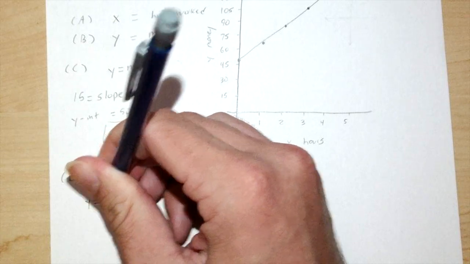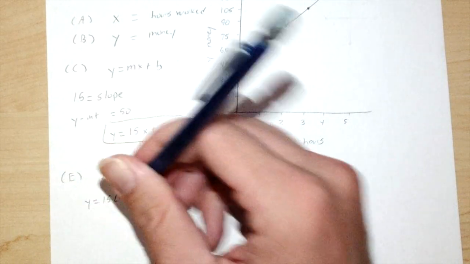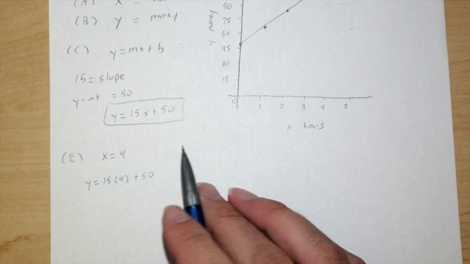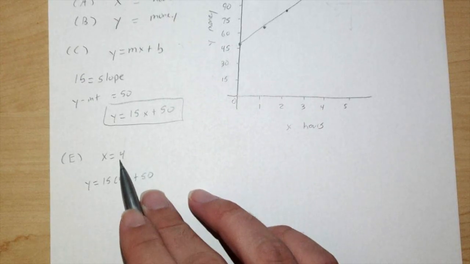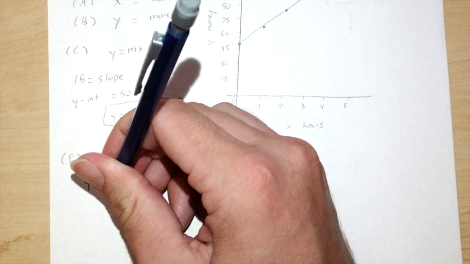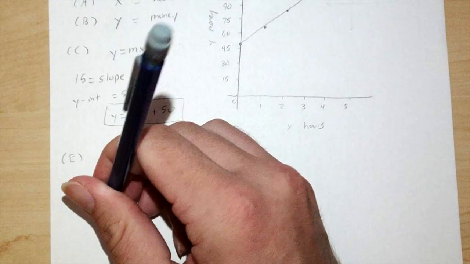And these word problems are mostly there so that you are always thinking about what these things mean, okay? So here we plugged in the 4, and that means we're gonna make $60 plus the $50 we already had in our wallet.